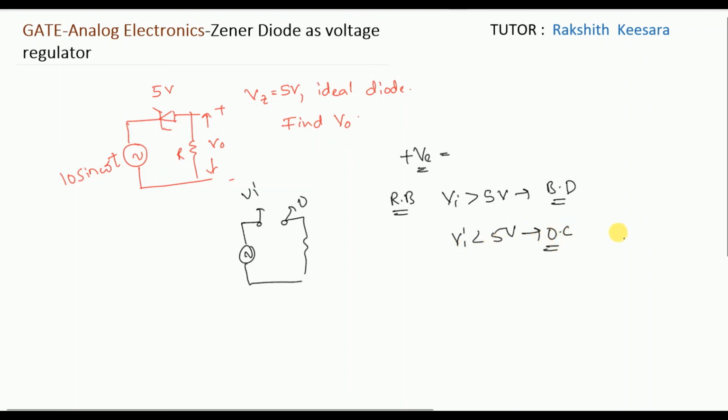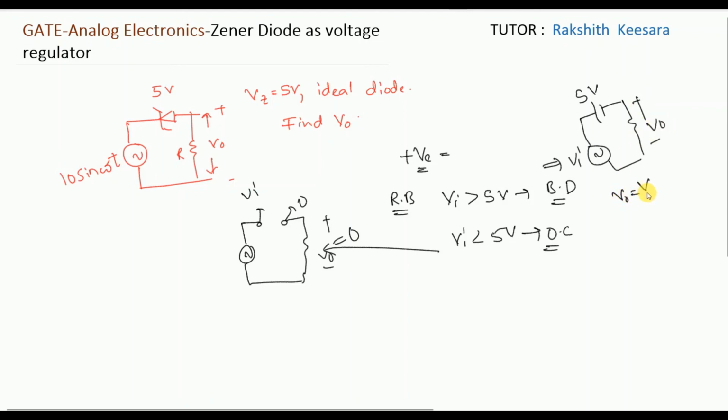So whenever Vi is less than 5 volt, this is the condition, guys. This is the equivalent circuit. So V0 will be 0. But whenever Vi is greater than 5 volt, it will enter into breakdown region. So what is the equivalent circuit in breakdown region? This is the equivalent circuit, guys. This is 5 volt. This is Vi. So V0 will be equal to Vi minus 5. Next, it is for positive half cycle.